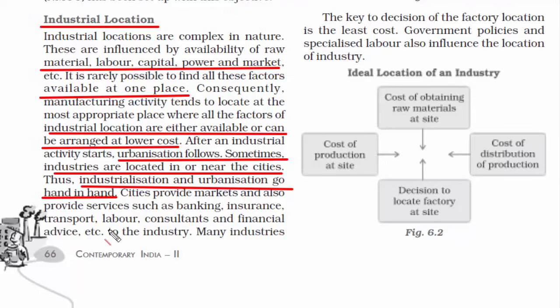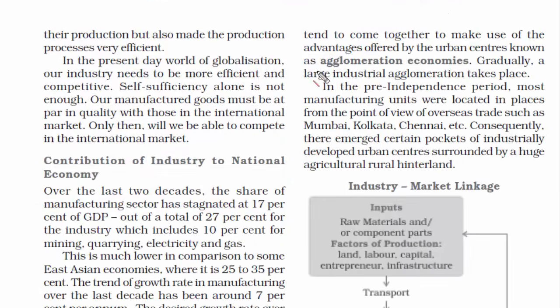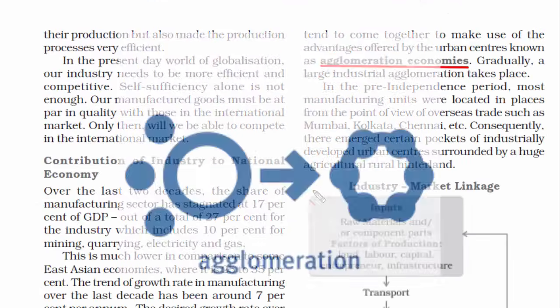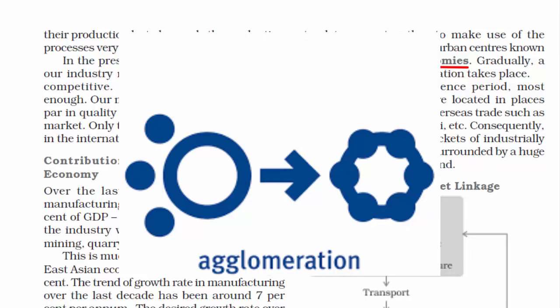Now, sometimes a business has to rely on another business. Because to run an industry, there are many services that need to be taken care of. So cities provide services such as banking, insurance, transport, labor, consultants, financial advisors, etc. Now this term, agglomeration economies, means everyone coming together to make a certain thing happen.